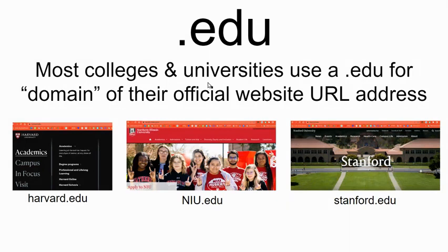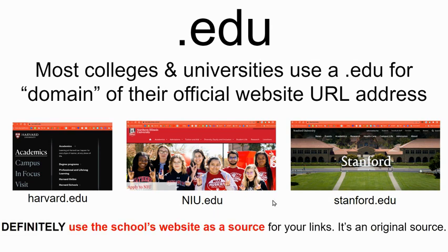Most colleges and universities use a .edu domain for their official website, for instance harvard.edu or stanford.edu and Northern Illinois University.edu. So definitely go to that school website. Use that as your primary source. It's an original source, okay? So that's really one of the highest levels of credibility.